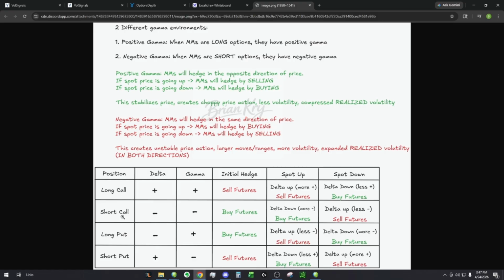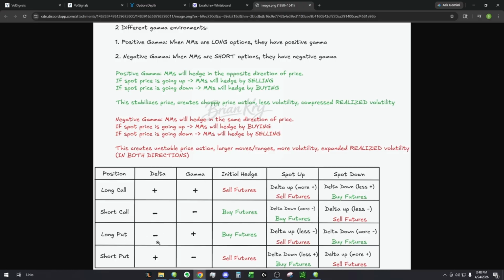And then quickly going through this grid, for a long call position, they have positive delta and positive gamma. So to offset the initial positive delta, they need to sell futures. As spot price goes up, their delta goes up, so they have to sell more futures. As spot price goes down, their delta goes down, so they got to buy futures. Short call, they have negative delta and negative gamma. Their initial hedge to offset the negative delta is to buy futures. If spot price goes up, their delta goes down, they got to buy futures. If spot price goes down, their delta goes up, so they got to sell futures.